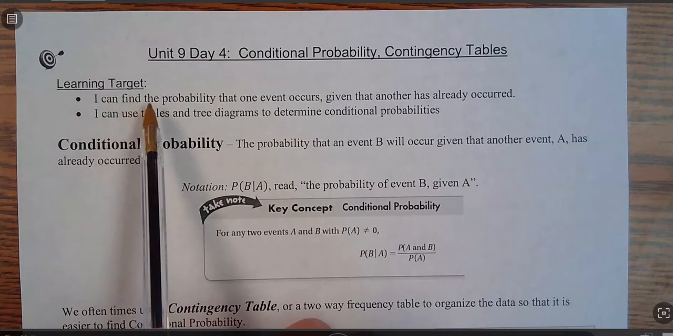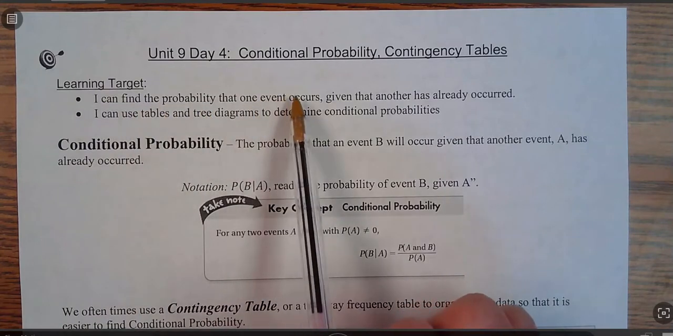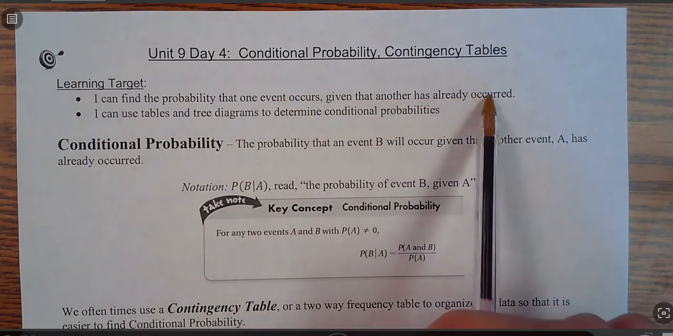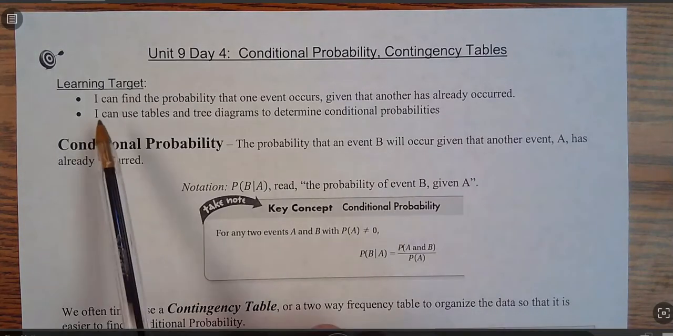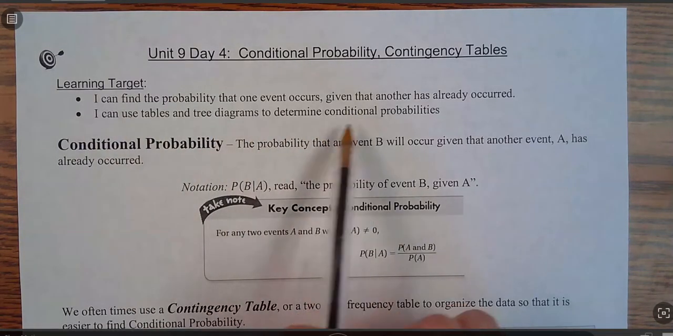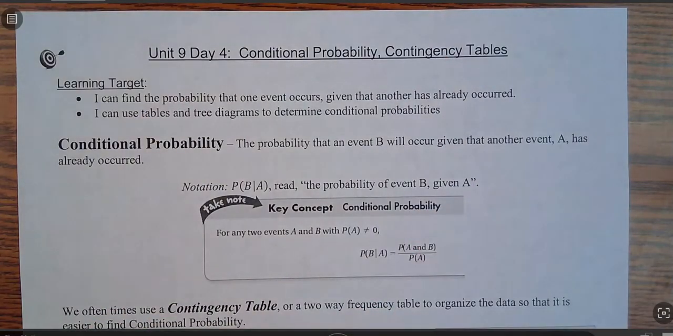So our learning target is I can find the probability that one event occurs given that another one has already occurred. So that's what conditional probability is. You're trying to find the probability based on the condition that something else has already happened. And then I can use tables and tree diagrams to determine. So tables are contingency tables.